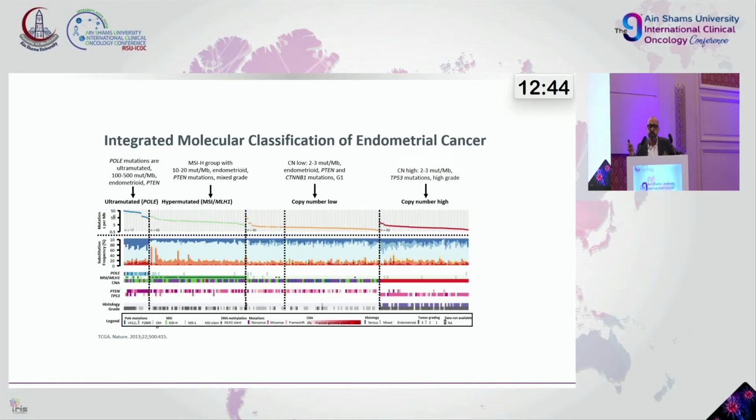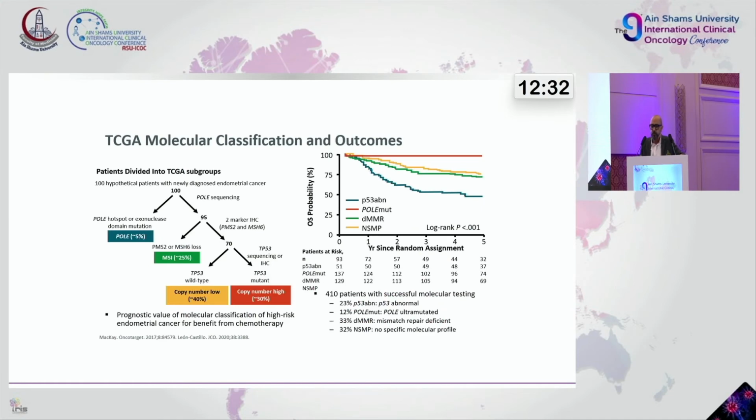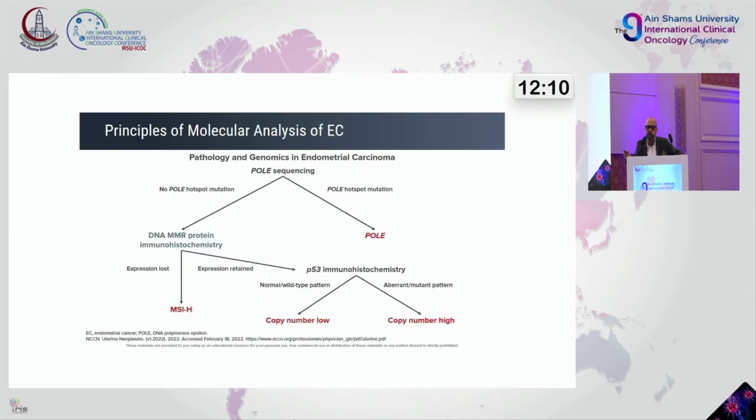We have 4 subtypes. We have the ultra-mutated POLE, and we have the hypermutated MSI high, and we have the copy number low or non-specific molecular subtype, and we have the copy number high. If we look at the outcome of the TCGA molecular classification, the best outcome is for the POLE mutation. The second is for non-specific molecular subtypes. The third is for MSI high, and the worst prognosis or overall survival is for p53 abnormality or p53 mutation.